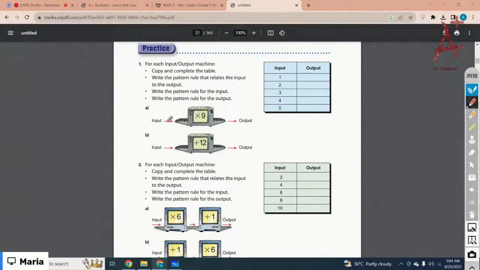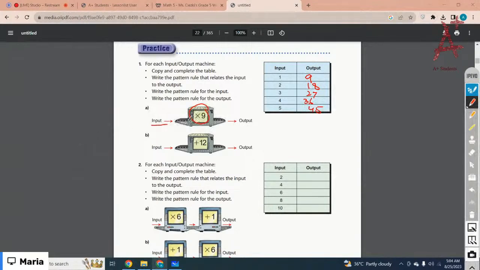Here is the input. You have to multiply every input value by 9 and you'll get the output, right? So the first one is 1 times 9, you have 9. 2 times 9, 18. 3 times 9, 27. 4 times 9, 36. And 5 times 9, 45, right? In the machine, you have to see the operation. You have to perform multiply by 9, right?